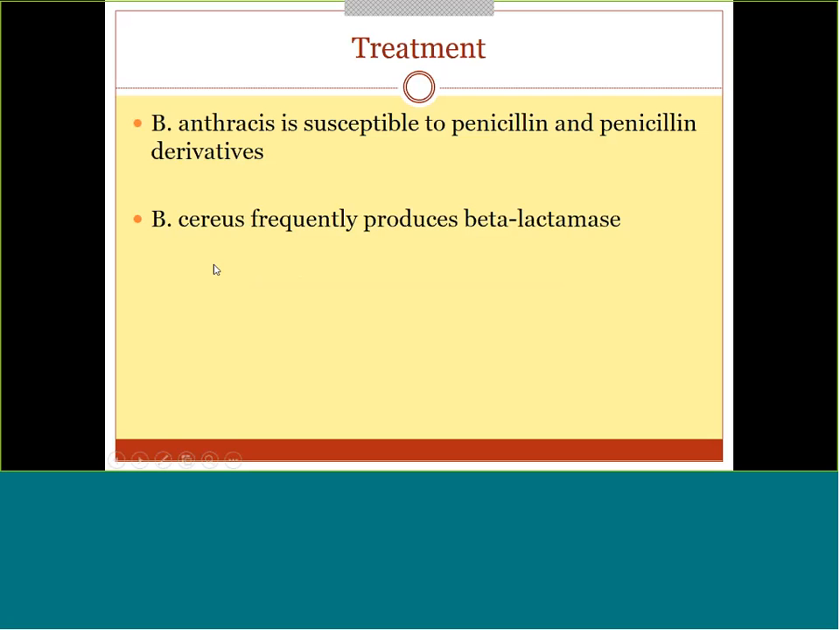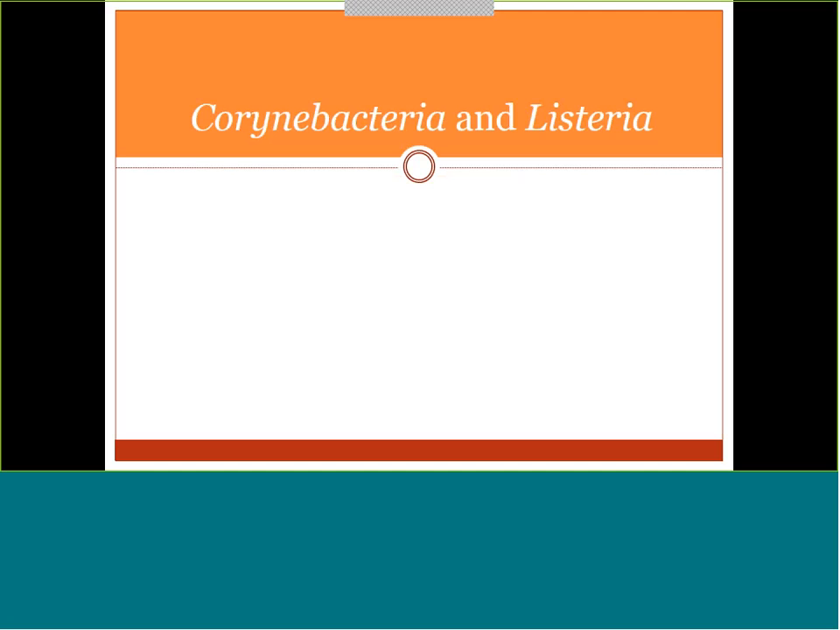Treatment, again, Bacillus anthracis is still very much susceptible to the beta-lactam groups of antibiotics to include penicillin. Bacillus cereus is penicillin resistant because it forms that beta-lactamase enzyme that hydrolyzes the beta-lactam rings, so those antibiotics do not work on it. Okay, so that's it on Bacillus.